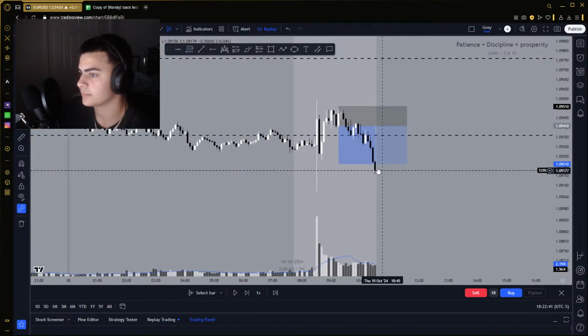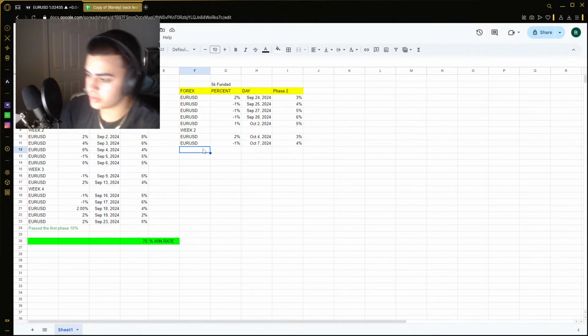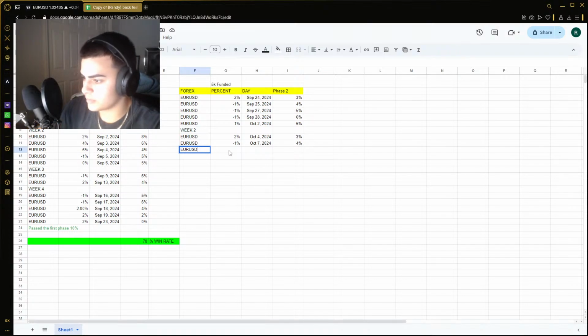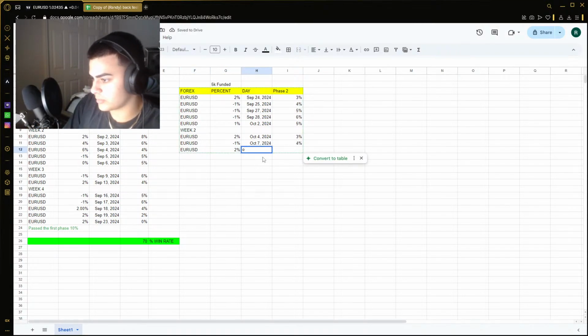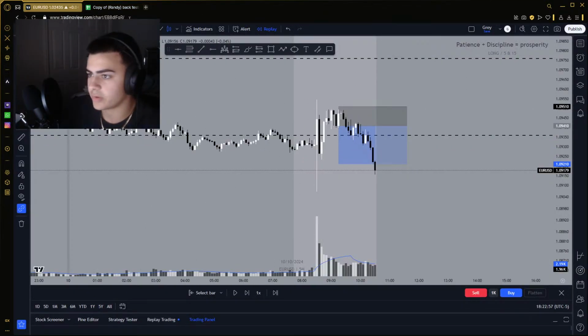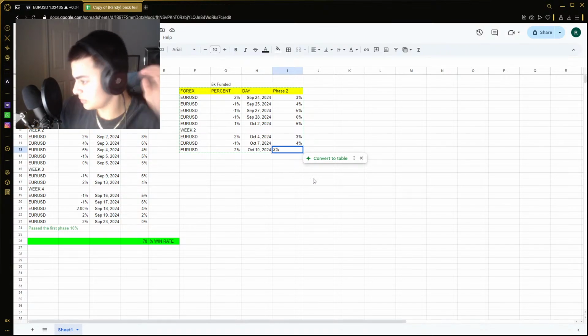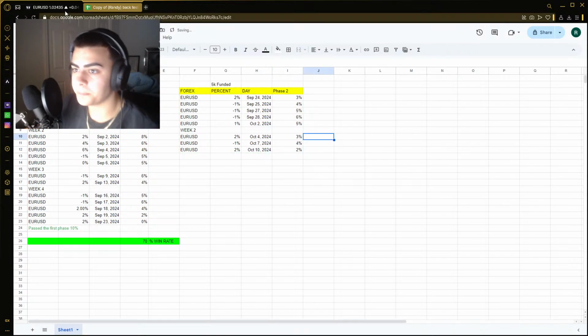Then TP. So I got my 8th trade, Euro USD, 2%, October 10th, 2024. And now I just need 2% to pass. Okay.